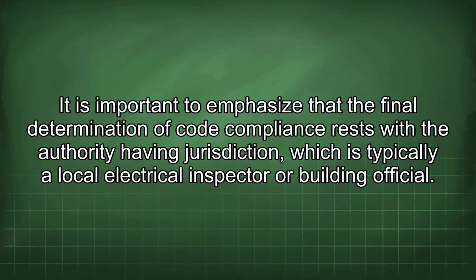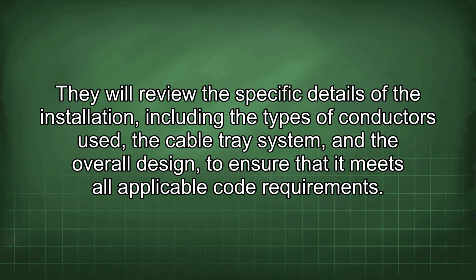517.30c3. It is important to emphasize that the final determination of code compliance rests with the authority having jurisdiction, which is typically a local electrical inspector or building official. They will review the specific details of the installation, including the types of conductors used, the cable tray system, and the overall design to ensure that it meets all applicable code requirements.